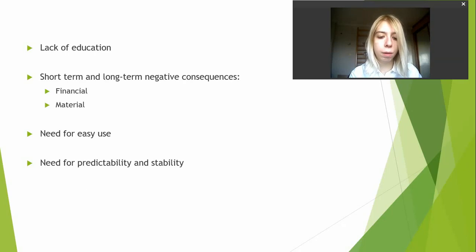So when wrong actions are taken, there are short-term and long-term consequences, which can be financial and material, in the sense of materials needed for production. First of all, short-term goals. In this paper, we are talking about corn, sunflower, and wheat. So I'll be using those examples.